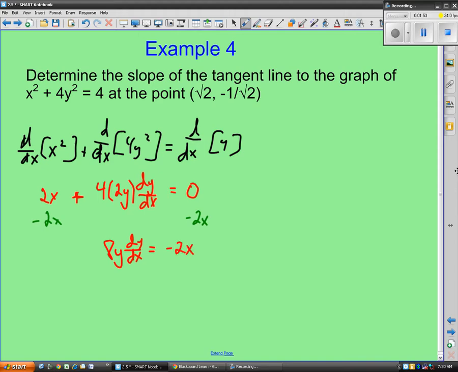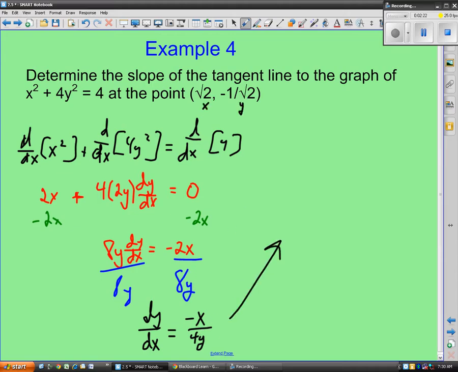And then if I divide by 8y, I end up with what I really am looking for, my slope equation: dy/dx will equal, if I reduce this, negative x over 4y. So there's my equation for the slope of my tangent line. Now I get to plug in these x and y values up here to find the actual slope. So I'm going to move over here and do that.